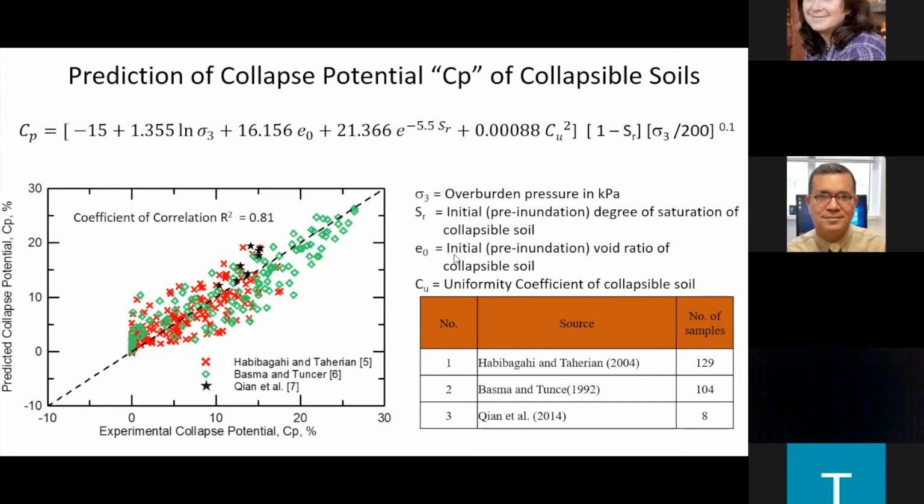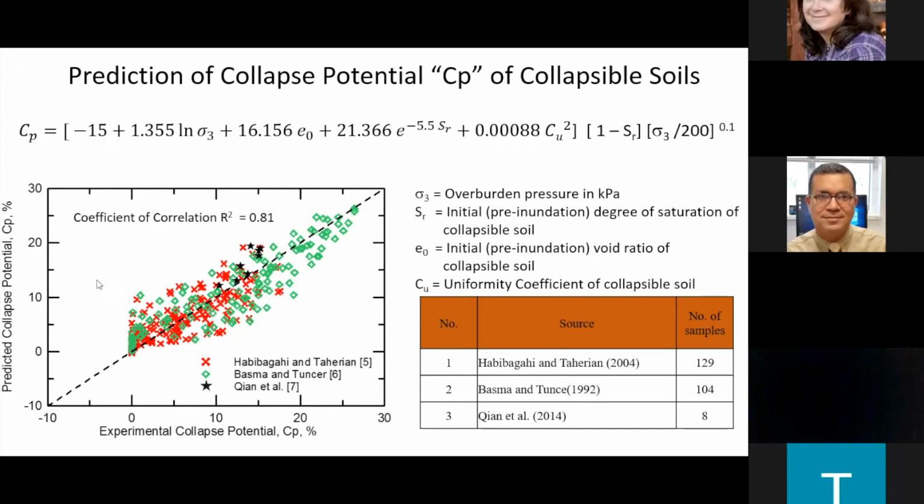The third soil parameter we consider in this model is the initial void ratio. As I mentioned earlier, we have a honeycomb structure that maintains a large void ratio. You'll be able to see it here. And this is also going to be the source of a significant amount of consolidation settlement once the soil is inundated. And the fourth parameter, which we found not that effective, is the uniformity coefficient of the collapsible soil. So we studied these four parameters and put them in this formula, an empirical formula that allows us to do this.